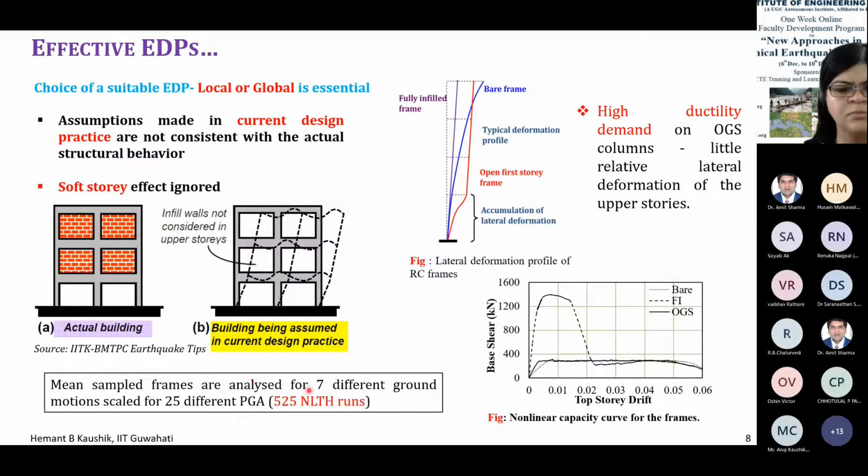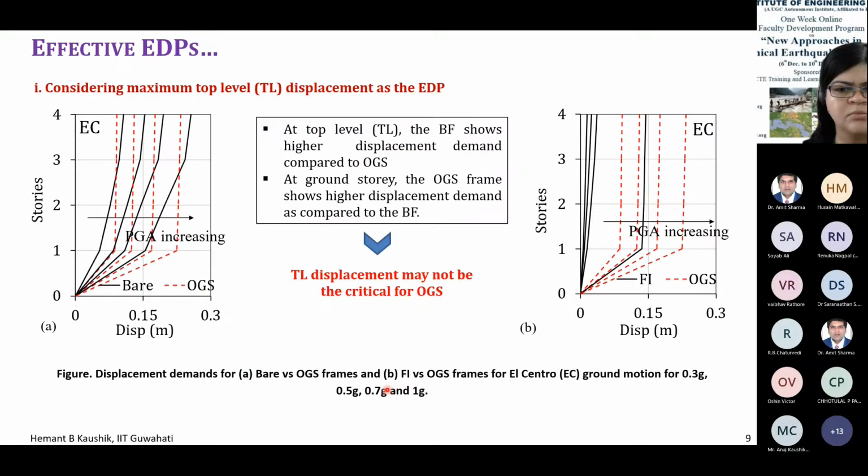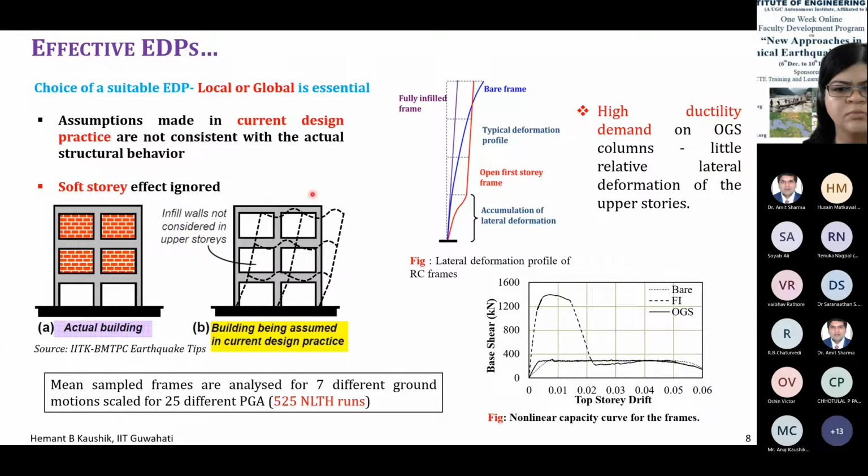But there are huge variations in the ground motion parameters. So we considered these 7 ground motions and we scaled them for 25 different PGAs. So we carried out 525 nonlinear time history analysis runs, and these results are the output of these 525 nonlinear dynamic analyses. So in the first instance, we considered the maximum top level displacement as the engineering demand parameter, right? So if you look at this figure, this displacement I'm considering as the engineering demand parameter.